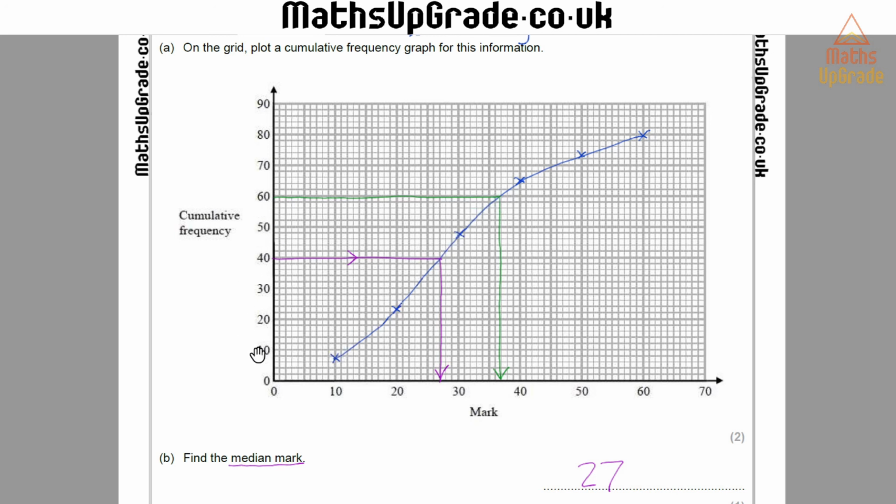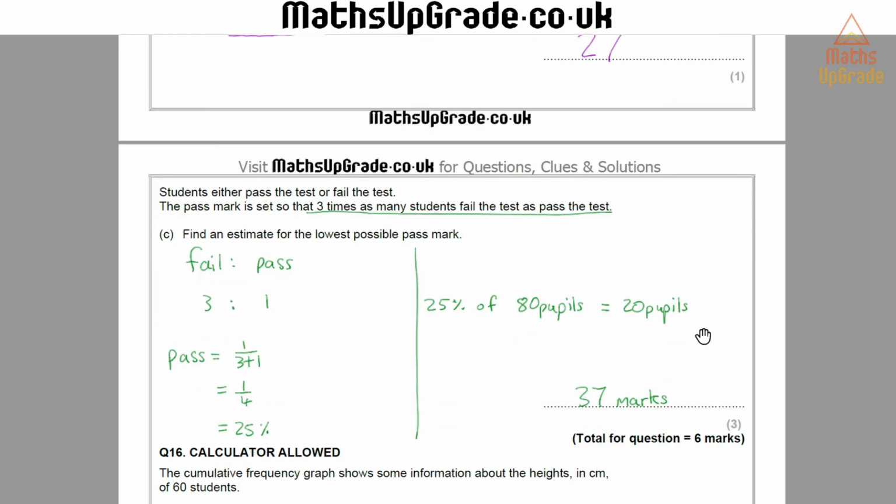So this region here is 3 parts and this region here is 1 part. This region here is 3 times as big as this region. This region here represents 20 people. This region here represents 60 people. The whole question there is worth 6 marks.